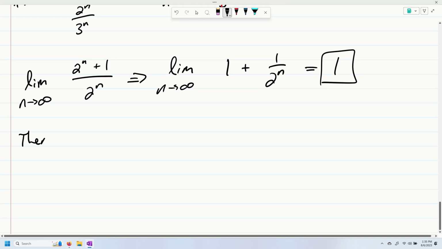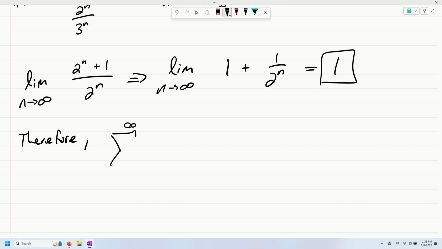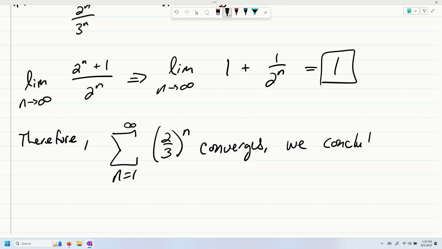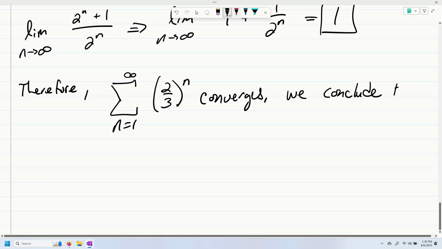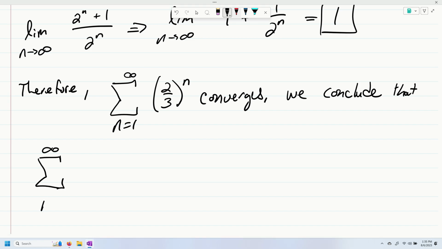Therefore, our comparison limit converges. We conclude that our series, let me write that nicer, 2 to the n plus 1 over 3 to the n converges as well.